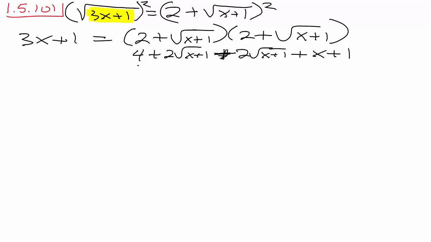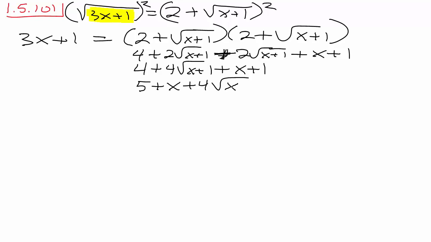Now you can put all the stuff together. So this is 4 plus 4 times root x plus 1, and then of course plus x plus 1. And of course you can put that together even further and make it 5, right? Plus x plus 4 times root x plus 1.